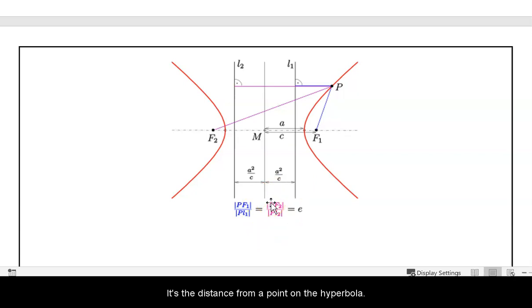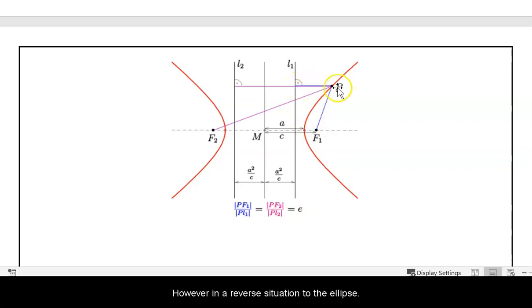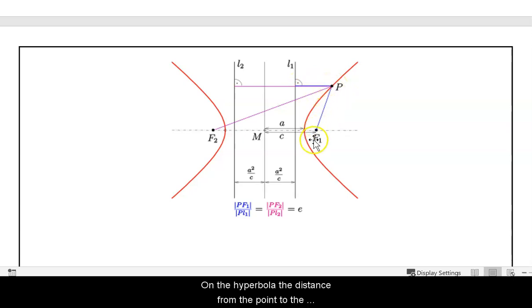It's the distance from a point on the hyperbola to the closest focal point divided by the distance from the same point to the closest directrix line at a right angle. However, in a reverse situation to the ellipse, on the hyperbola, the distance from the point to the focal point is longer than the distance from the point to the directrix line. That means that the eccentricity for a hyperbola is greater than 1. Ellipse eccentricity is less than 1, hyperbola greater than 1.